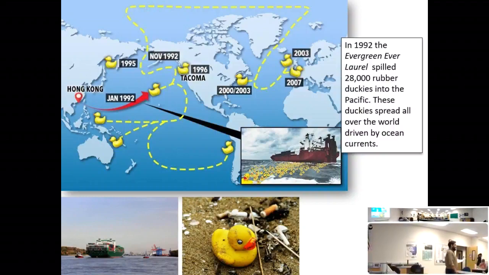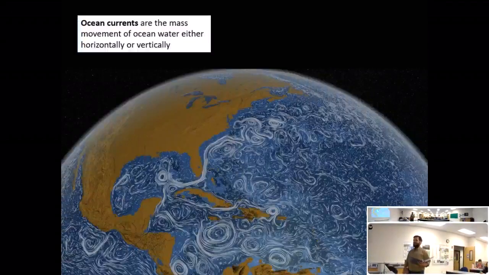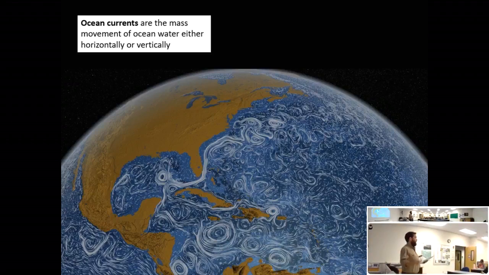Maybe they're still around. I have to check up on this, see if they're still finding these things. But they're all driven by these ocean currents. So it's the mass movement of ocean water, like I said, either horizontally or vertically. That's the definition you should have.